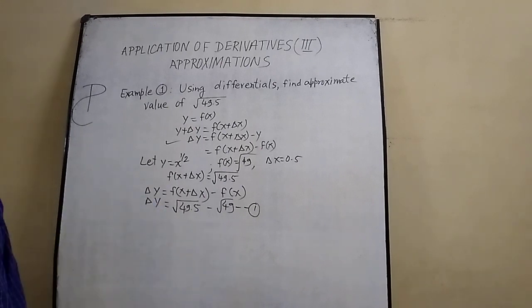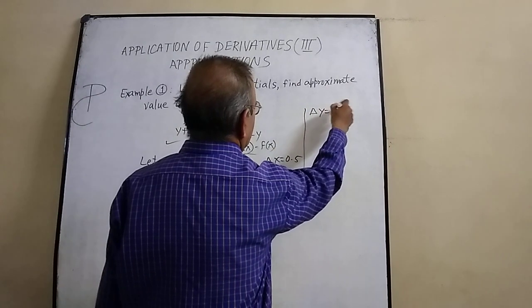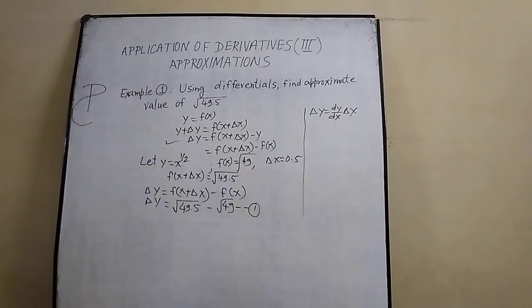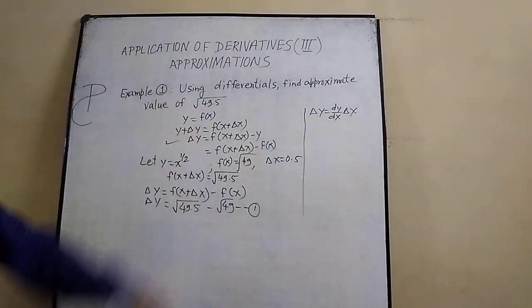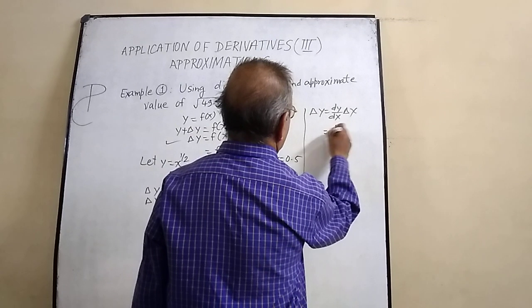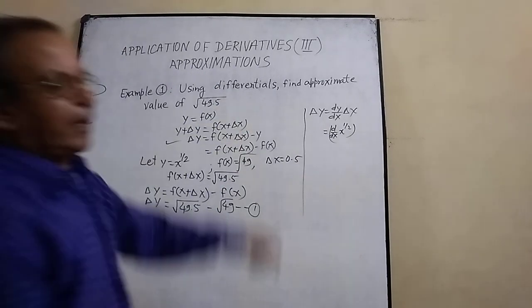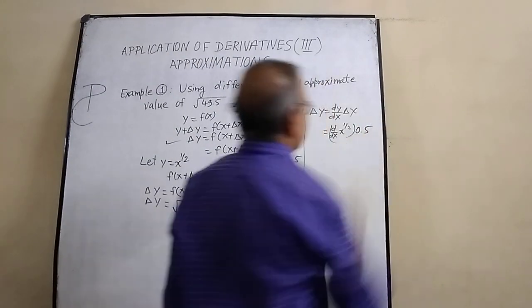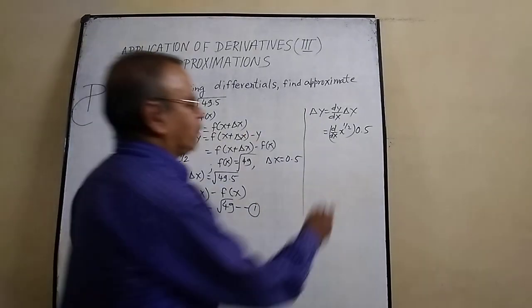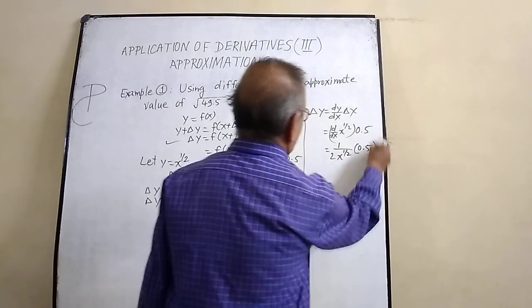Now I find the value of delta y. To find it, I write delta y is equal to dy by dx into delta x. What is the value of y? y is equal to x to the power 1 by 2, so I write d by dx of x to the power 1 by 2, and the value of delta x is equal to 0.5. As we know, the differentiation d upon dx of x to the power 1 by 2 is equal to 1 by 2 x to the power 1 by 2, times 0.5.